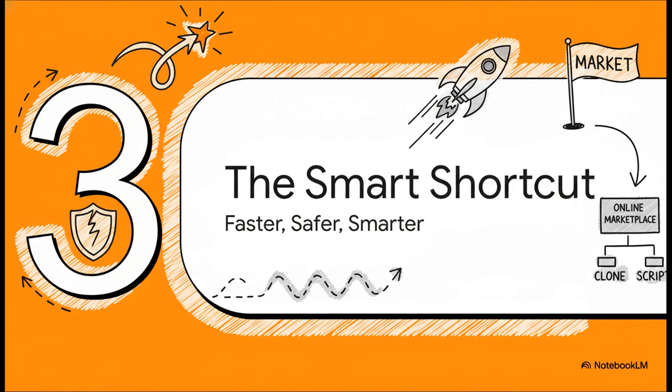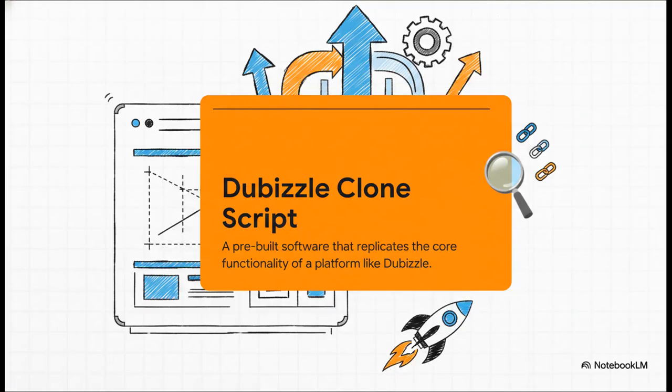Well, that brings us to the smart shortcut. It's a strategy that a ton of successful entrepreneurs are using to get to market way faster and with a whole lot less risk. It's called a Dubizzle clone script. Now, before you get hung up on the word clone, let's be super clear. This is not about just copying something. Think of it as a pre-built software foundation. It's a strategic starting point that lets you put your time and money into what really matters at the beginning: marketing, getting users, and actually proving your idea works in the real world.